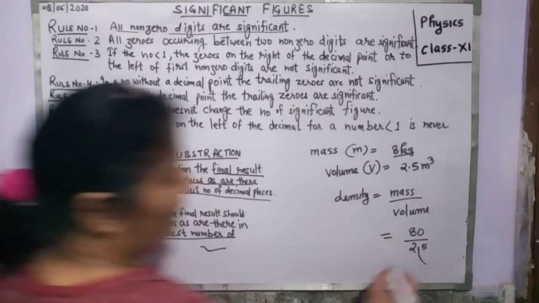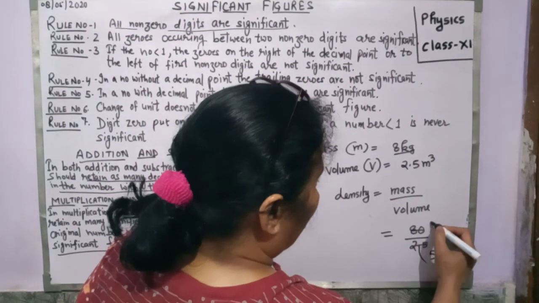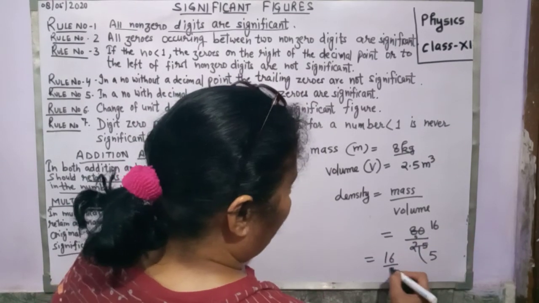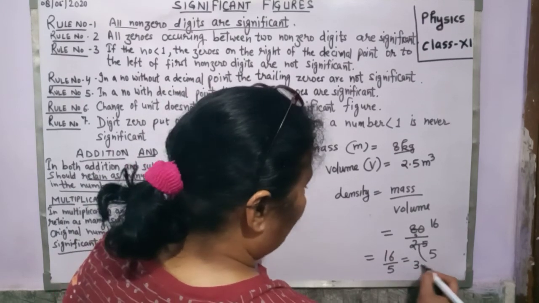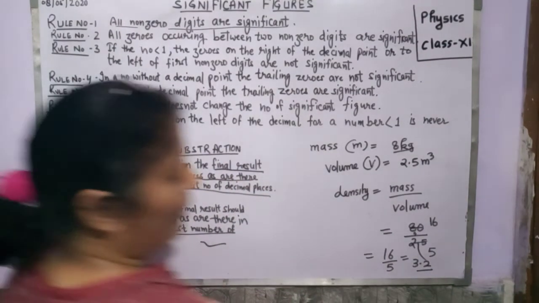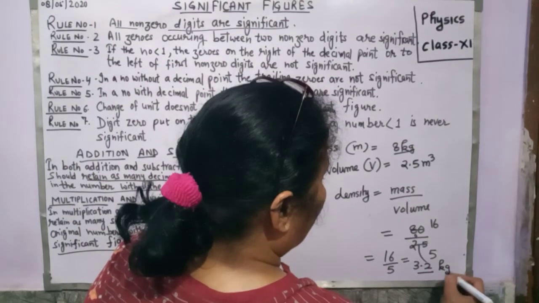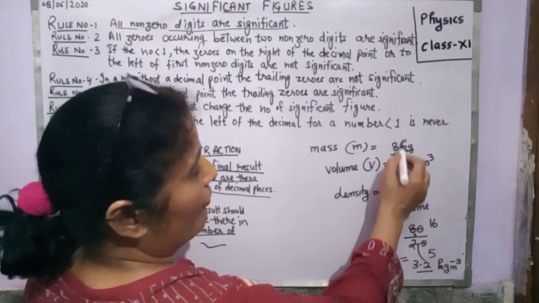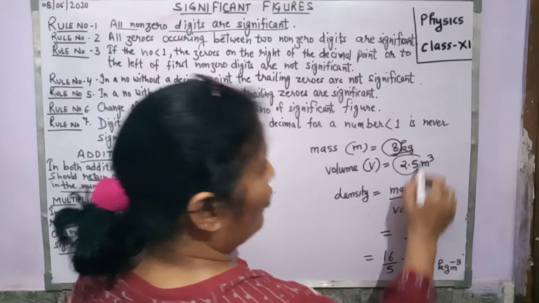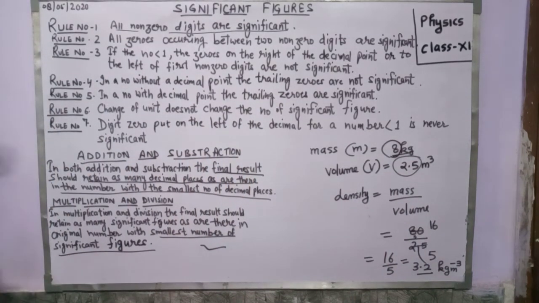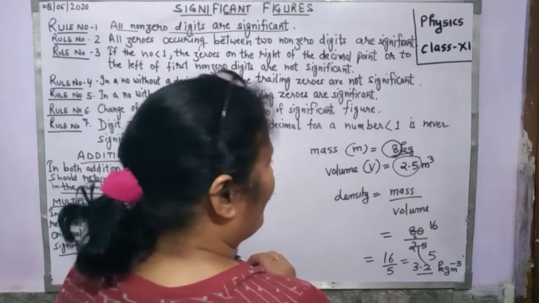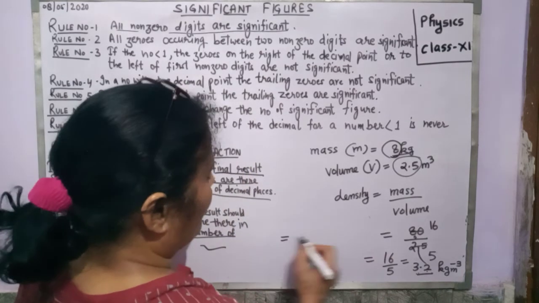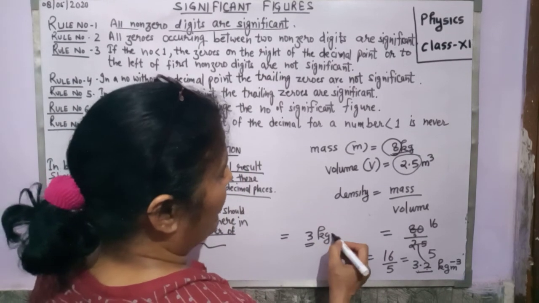Now 5 5s are 25, 5 1s are 5, 5 6s are 30, that means 16 upon 5. It becomes 3.2. 3.2 what? Kilogram per meter cube. This is the result. Now here the significant figure is only 1, and here the significant figure is 2. The result should be in one significant figure only, so we have to round it off. It is less than 5. Therefore the result is 3 only, kilogram per meter cube.